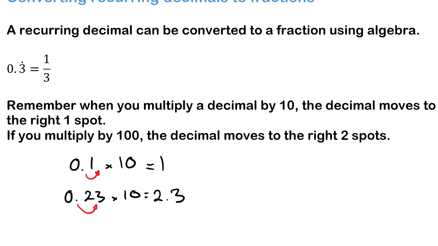If I multiply 0.34 by 100, the decimal is going to move twice to over here, and I get 34. We will be needing that when we convert these decimals, so it's important to remember.